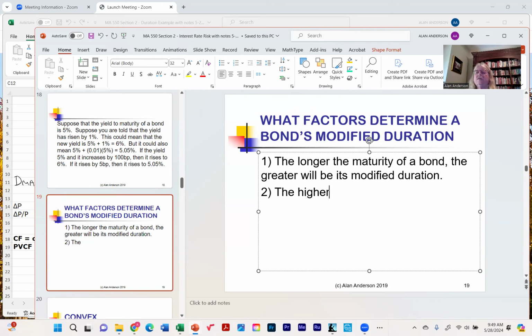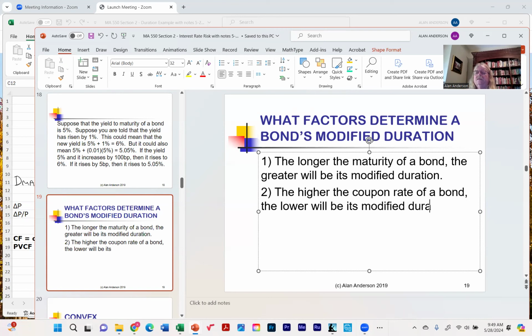The higher the coupon rate of a bond, the lower will be its modified duration. And now that's a very strange result, but we will discuss this fairly soon. I just want to mention it right now that these are the two main determinants of a bond's modified duration.